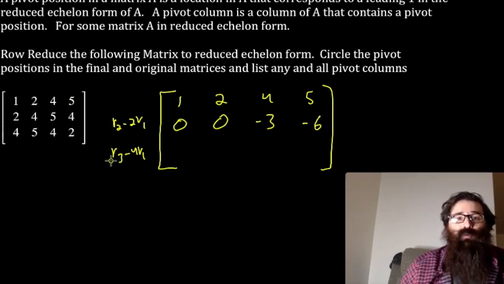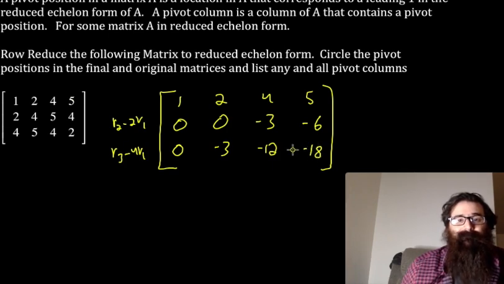But I'm also doing a row replacement in row 3, replacing with row 3 minus 4 times row 1. So that's 4 minus 4 times 1 gives me 0. 5 minus 4 times 2, that's 5 minus 8, gives me negative 3. 4 minus 4 times 4, that's 4 minus 16, gives me negative 12. And then 2 minus 4 times 5, that's 2 minus 20, gives me negative 18.